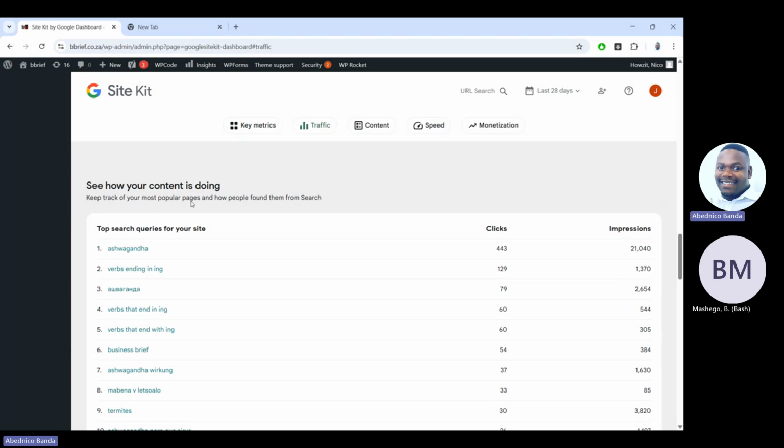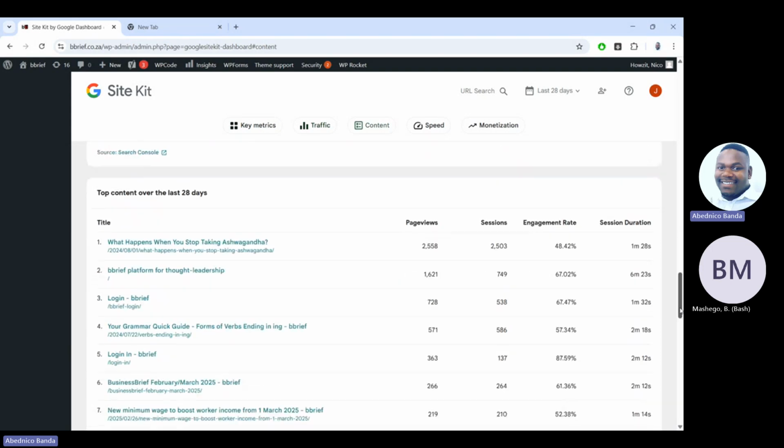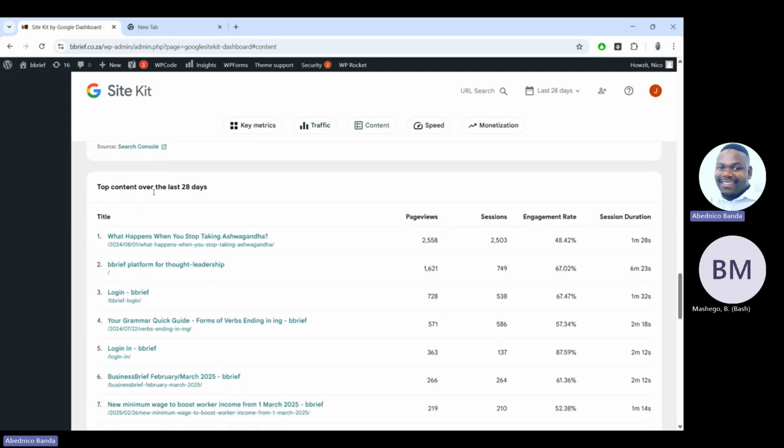But you can also see how content is doing. Keep track of your most popular pages and how people found them from search. You can also see top performing articles, like this article. See, it's performing better, followed by this, and people where they log in to access the magazine and so forth. Okay, I don't want to spend much time here because this is being recorded. It might put me in trouble tomorrow.